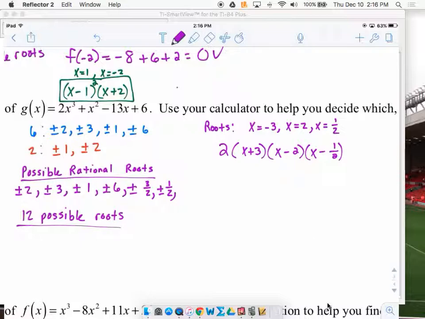So if I didn't put the 2 there, right? You'd have x times x times x, right? Which is x cubed. You started with 2x cubed, right? So you can put that coefficient out front.